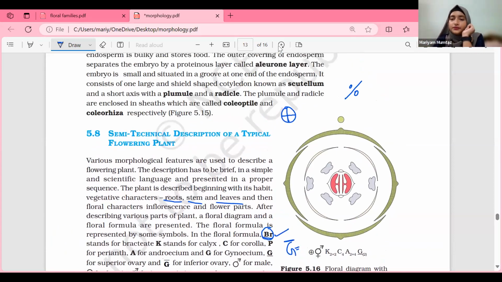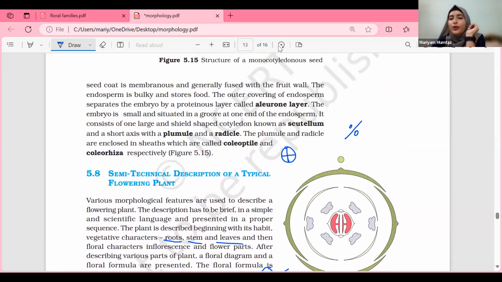Okay. Now, in general, when you want to denote male, you would do this. This is a symbol for male. You must have seen it outside the washrooms also. This symbol is used to denote the male, and this one is used to denote the female.